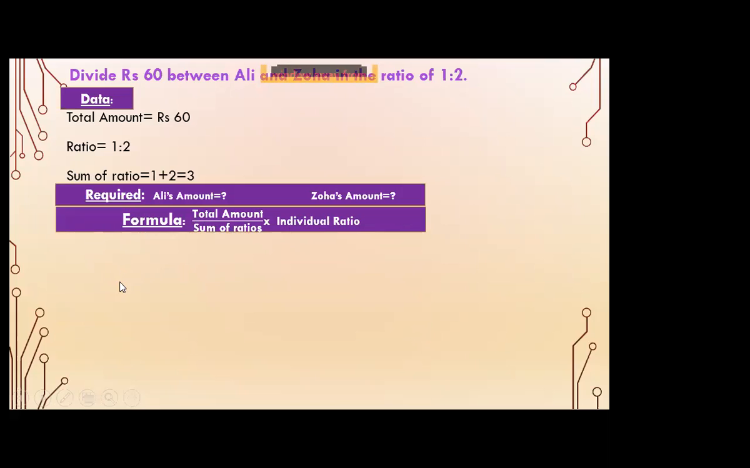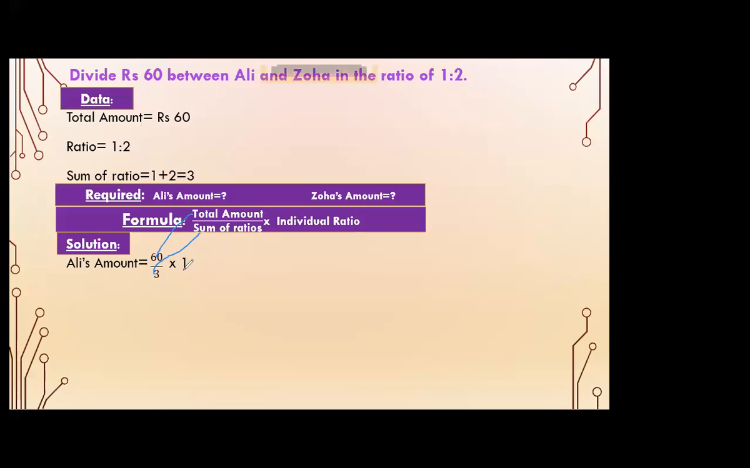Okay, students, now let's start with the solution. We have to write down the headings of data, required, formula, and then solution. First of all, we are going to find Ali's amount. So, Ali's amount is equal to, from the formula, total amount, rupees 60. Sum of ratio is 3, so I have written 3 in the denominator.